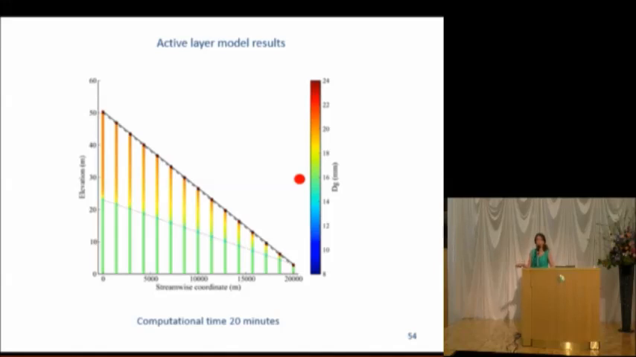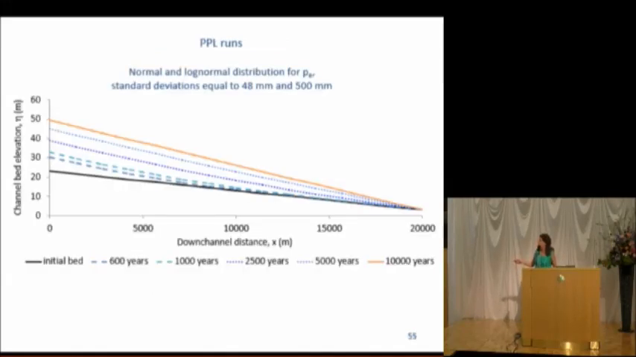Let's see what happens with the probabilistic framework. Again, initial bed elevation, aggradation, we get a final slope, again 50 meters over 20 kilometers, good enough. The time, though, to reach equilibrium is much, much longer, and we have to see why. This can seem a consequence of having assumed the fluctuations, and I don't think that's the case. These are the results of simulations that we have done assuming a normal distribution with 500 millimeter standard deviation. We have also tried a log normal distribution for the probability of entrainment, and the standard deviations in both cases were varying from 3 grain sizes to half a meter, just to see what the effect was. And there was nothing substantial here.